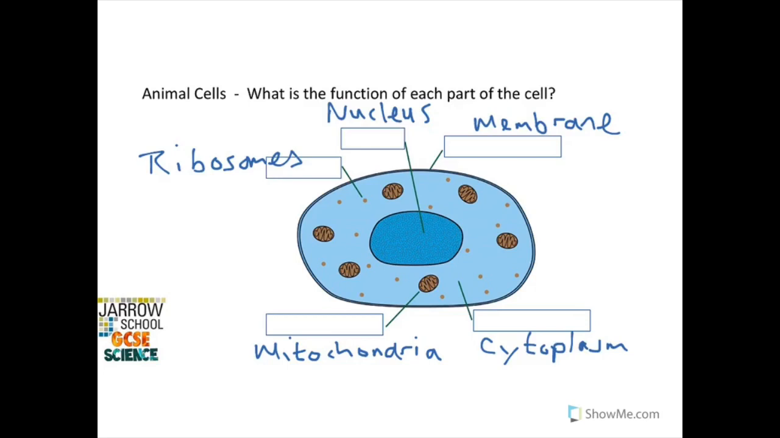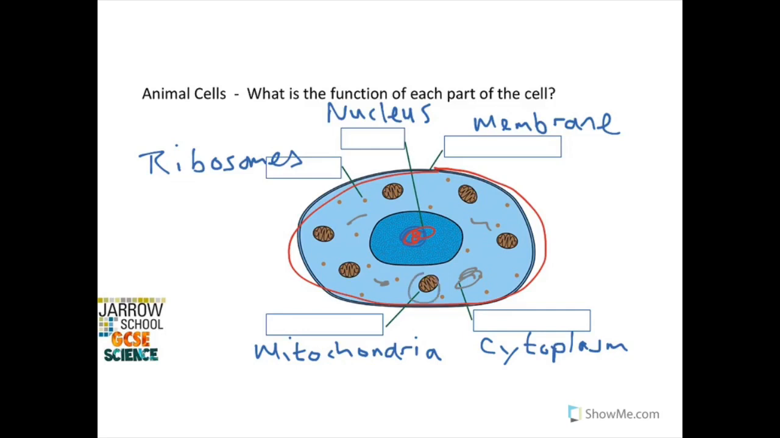The first thing that you need to know is the nucleus, which is in the middle of the cell, and that's where all the genetic material is. Then on the outside of the cell you've got the membrane. The main part of the cell, this blue stuff here, is called the cytoplasm. That's basically where everything just floats around inside.